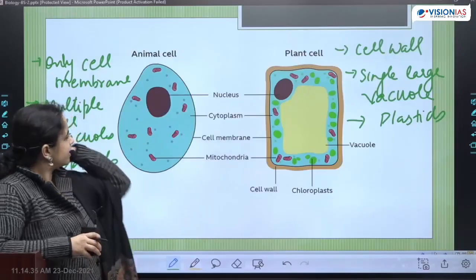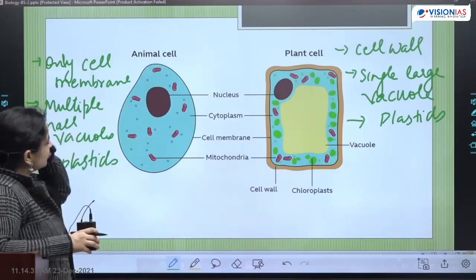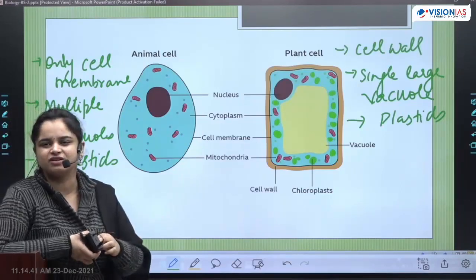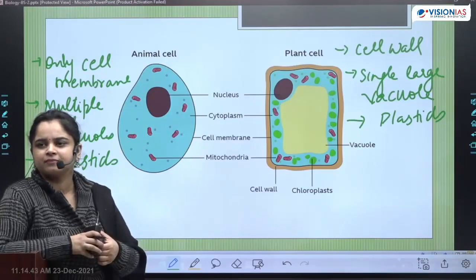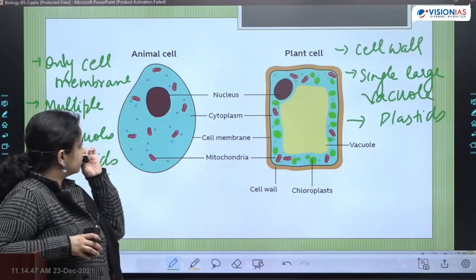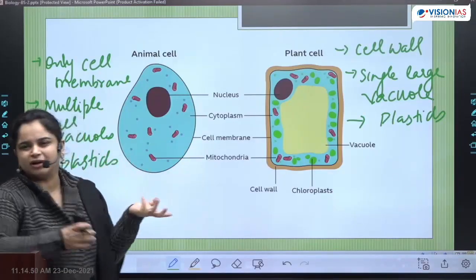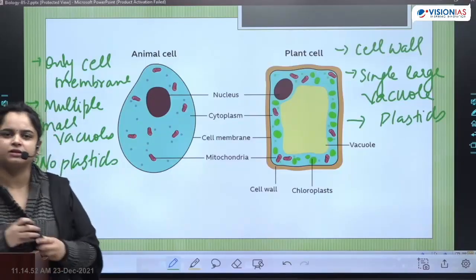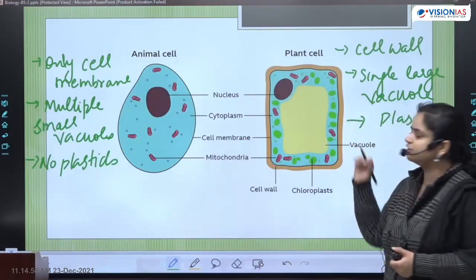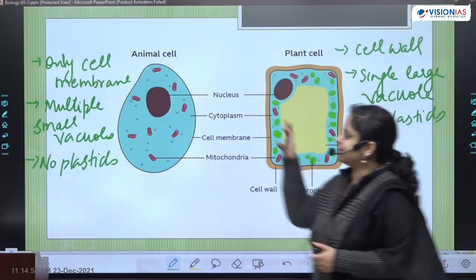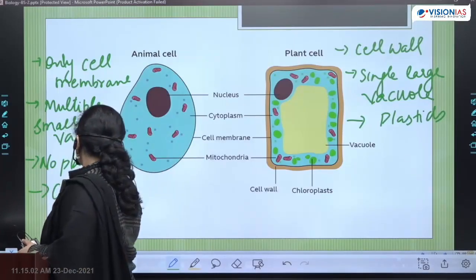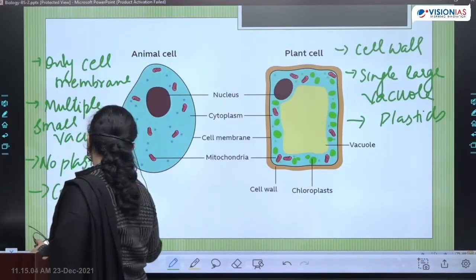Shape. Okay, yes, that also you can say, but again not a very definitive thing because different cells can have different shapes also. Number of mitochondria. Again, not a very important point. They both have mitochondria, not a very distinguishing feature. Think of the position of the nucleus. In the animal cell, the nucleus will be central in position.